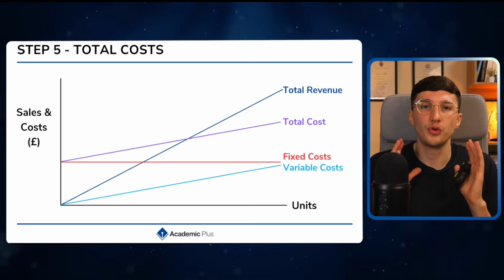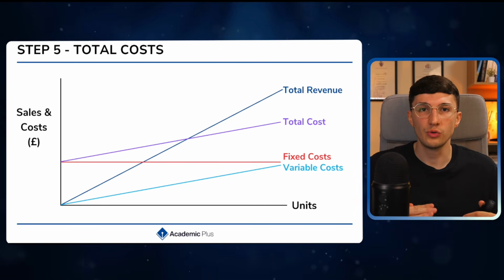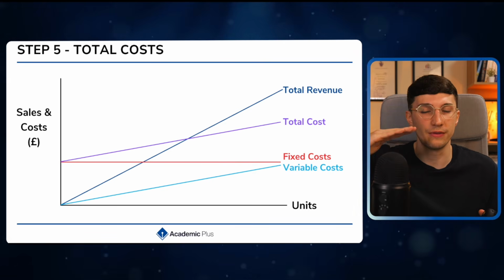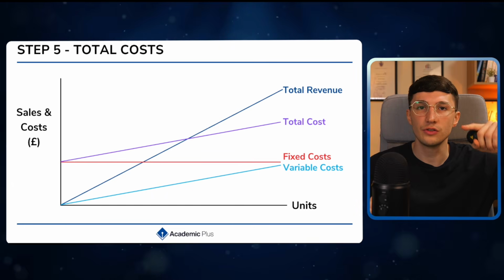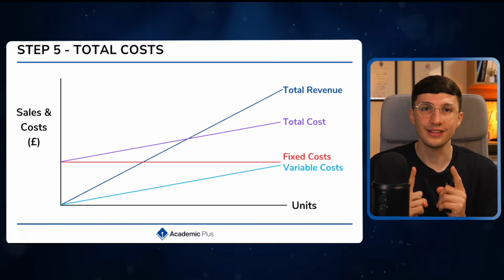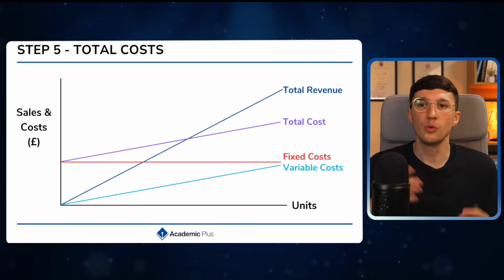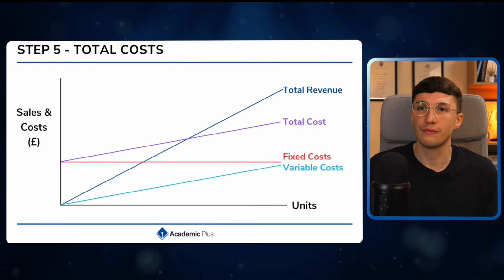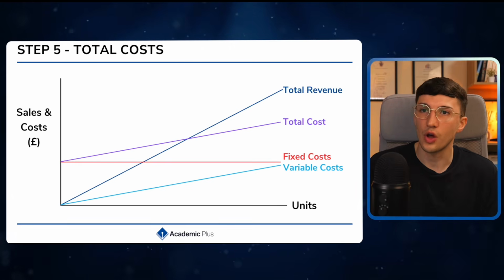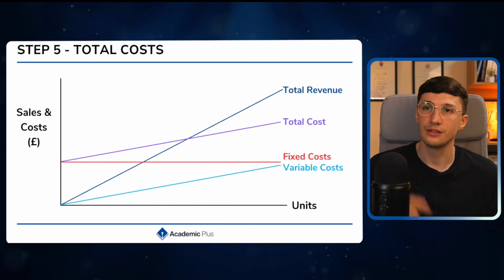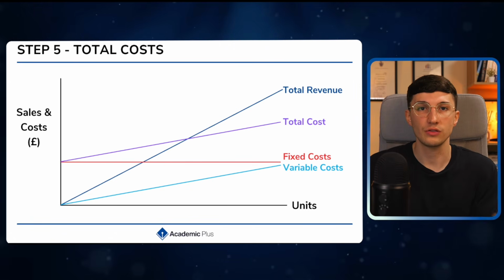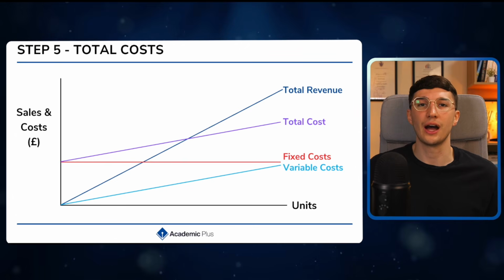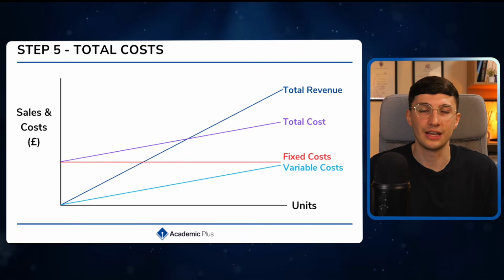Then you want to draw your total costs. Now your total cost should be parallel to the variable cost line because the distance should always be the same, because that distance will be your fixed costs. So all you've done is you've added those two lines together. So you can see the total cost line intersects the y-axis at the very same point as fixed cost does. And all we need to do now is draw our break-even point.